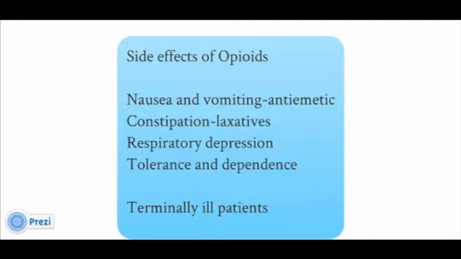Due to junior doctors being overcautious with opioids, poor pain control tends to occur with these patients. It's best in these circumstances to seek senior help or even contact the pain team or palliative care team, who will be more than willing to help.